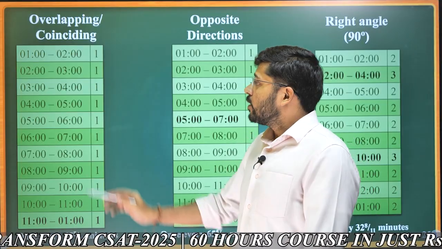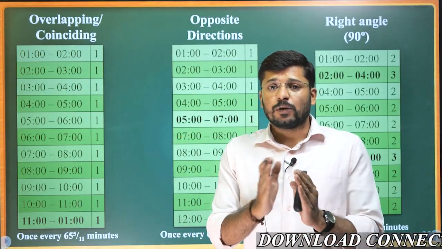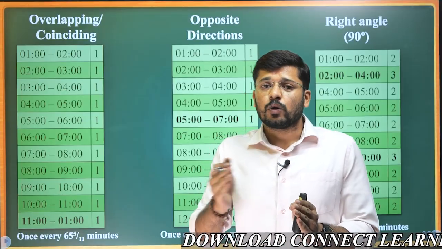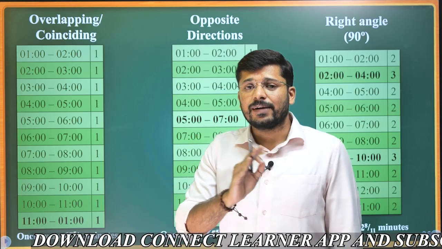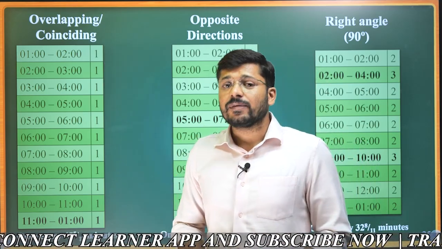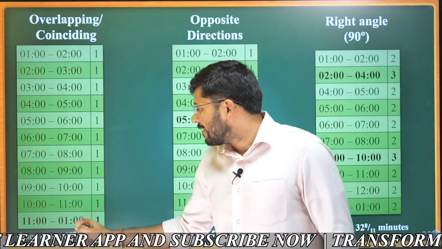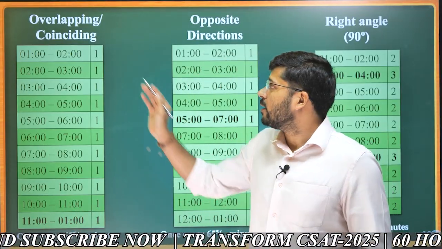About coinciding now, the general rule is that between every 2 exact hours, in 1 to 2 or 2 to 3 or 3 to 4, the coinciding happens once. Between every 2 consecutive exact hours, the coinciding happens once, with the exception that from 11 to 1, the coinciding does not happen twice, but only once. Why?